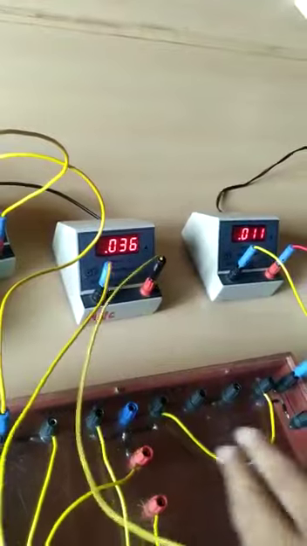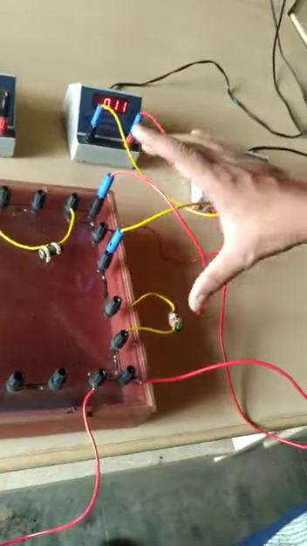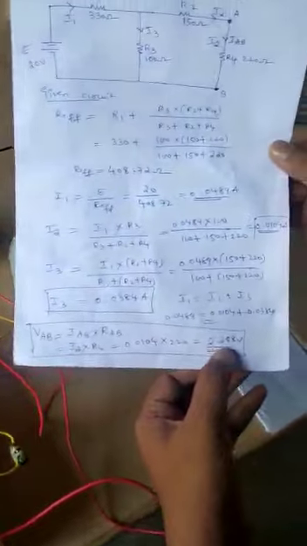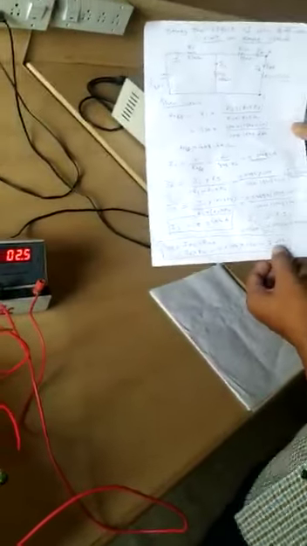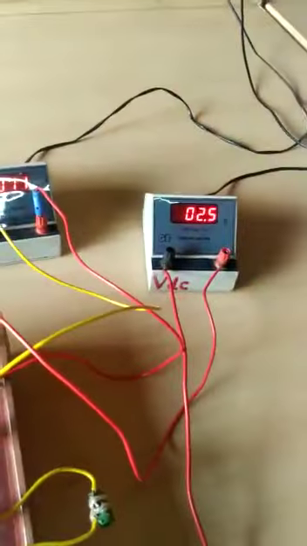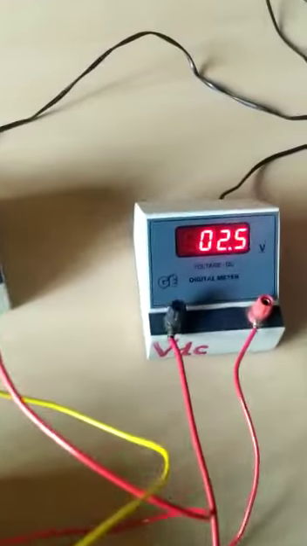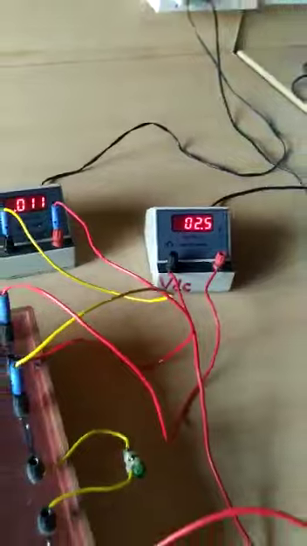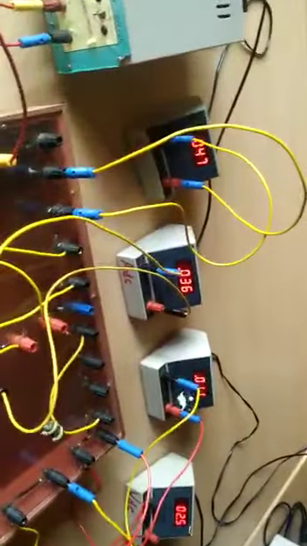Okay, next, VAB. This is our point A and point B. Voltage across the given points A and B, we calculated 2.288 volts, but practically we are getting 2.5 volts. So there is a slight variation in the practical readings compared to theoretical readings. It all depends on the tolerance in the resistances.